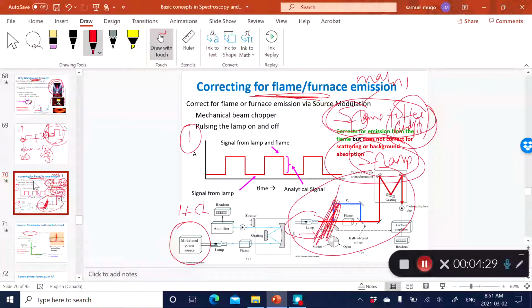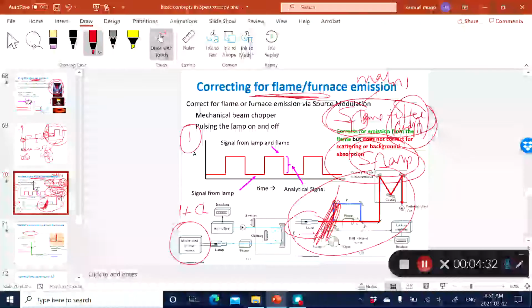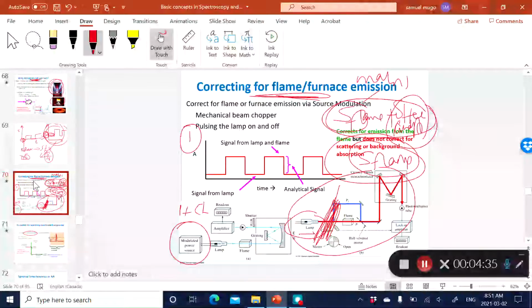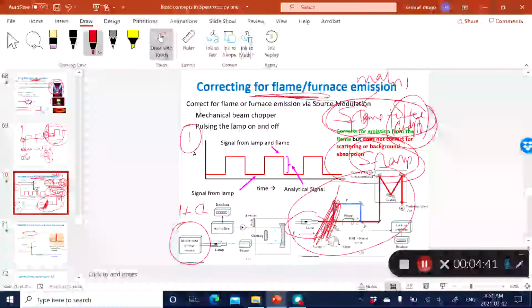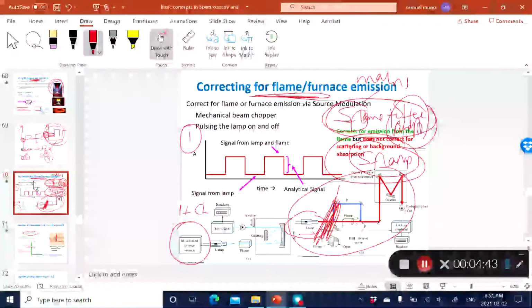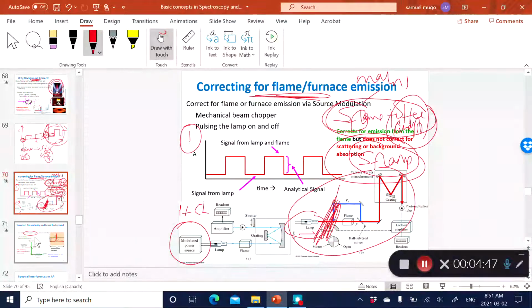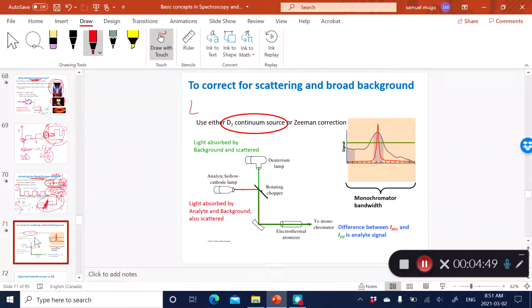When you block the light source, you're only detecting the matrix or the background. And when the light source is on, you're detecting both the analyte and the matrix. As such, if you subtract the two, you only get the analyte signal. Another method of doing background correction is where you've got two light sources.